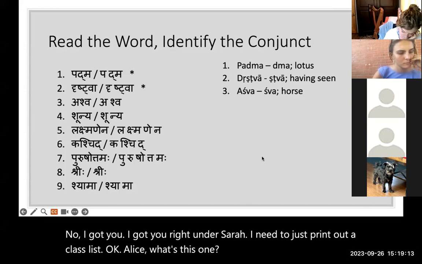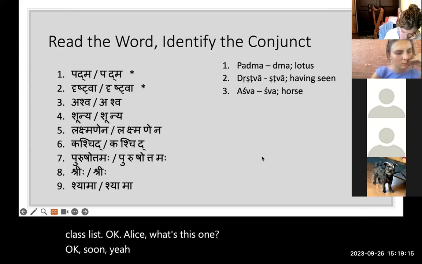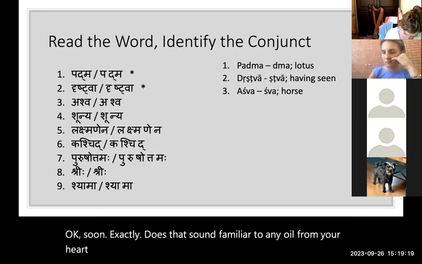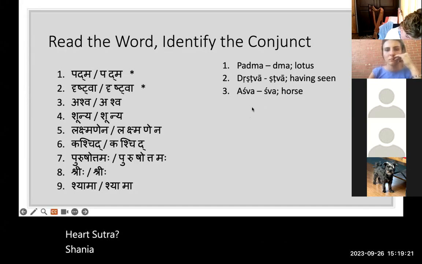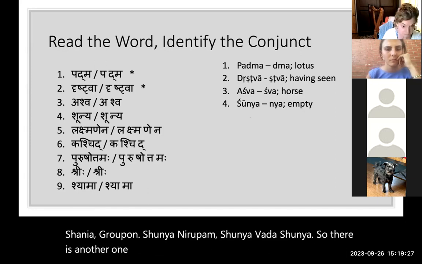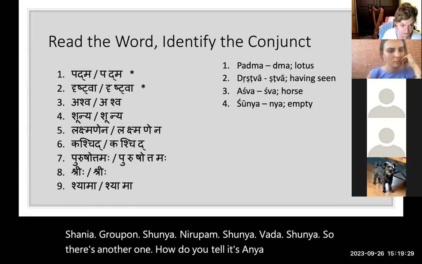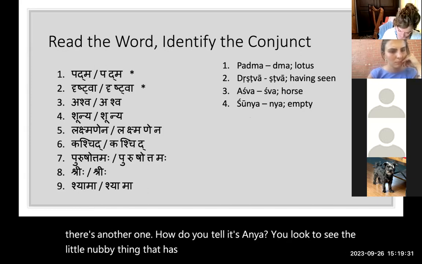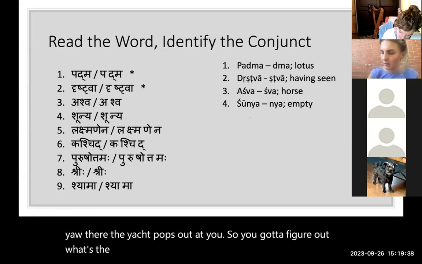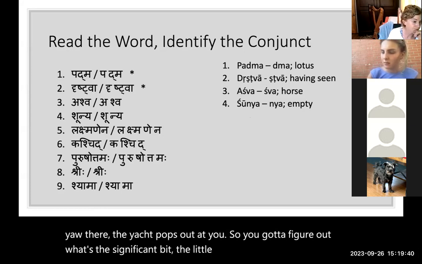Okay, Shunya. Yeah, exactly. Does that sound familiar to any of y'all from your Heart Sutra? Shunya rupam, shunya nirupam, shunyavada, shunya. So there's another one. How do you tell it's a nya? You look to see the little nubby thing that hangs out like that. And then there's the ya there. The ya pops out at you. So you got to figure out what's the significant bit, the little significant chunk of every conjunct consonant.